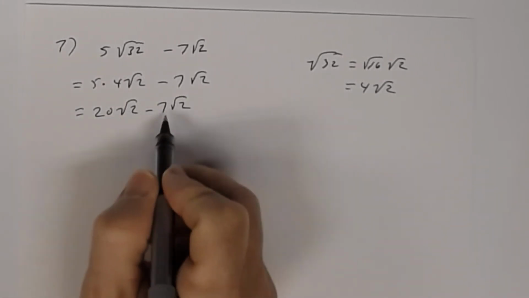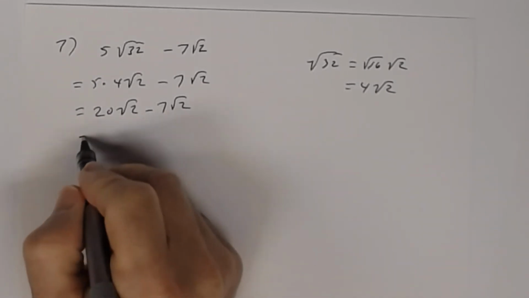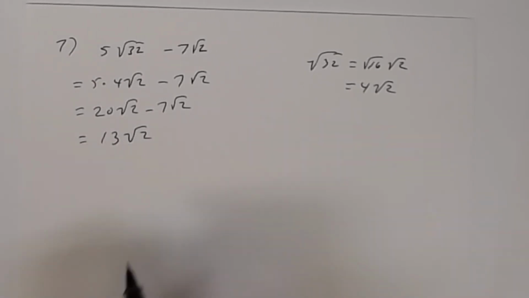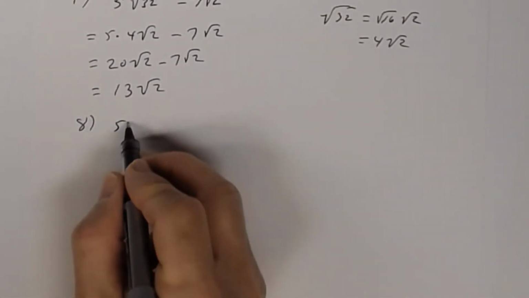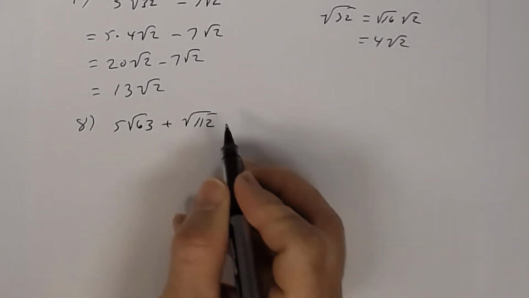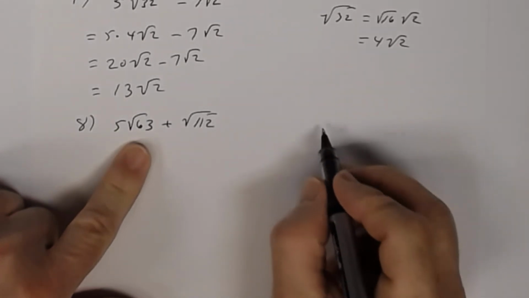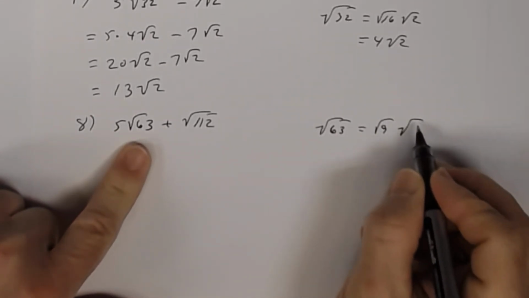And so now these are like terms. They both have square root of 2 in them. So 20 minus 7 is 13. So you get 13 square root of 2. Number 8, you have 5 square root of 63 plus the square root of 112. So let's think about the square root of 63. So the square root of 63, I know, is the square root of 9 times the square root of 7.